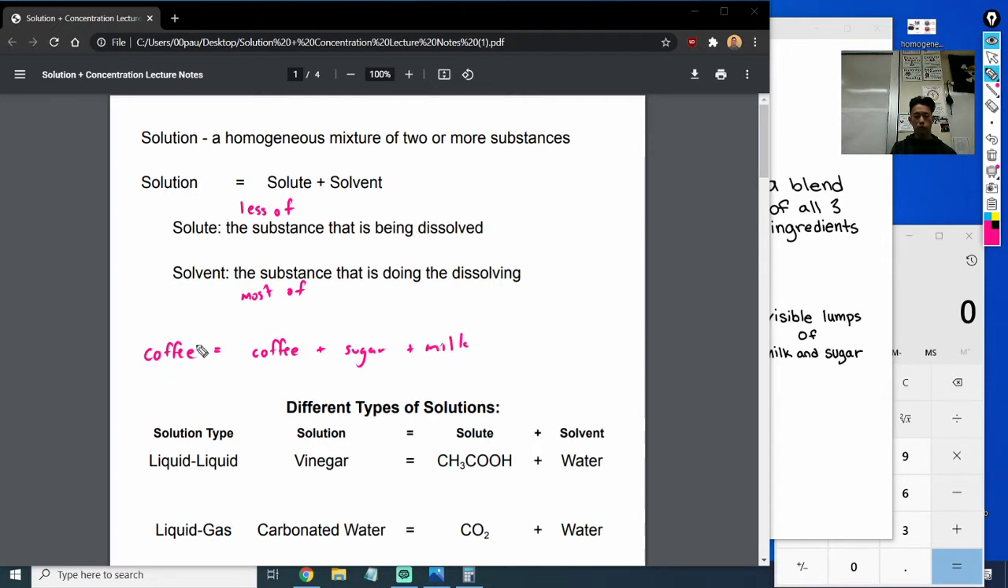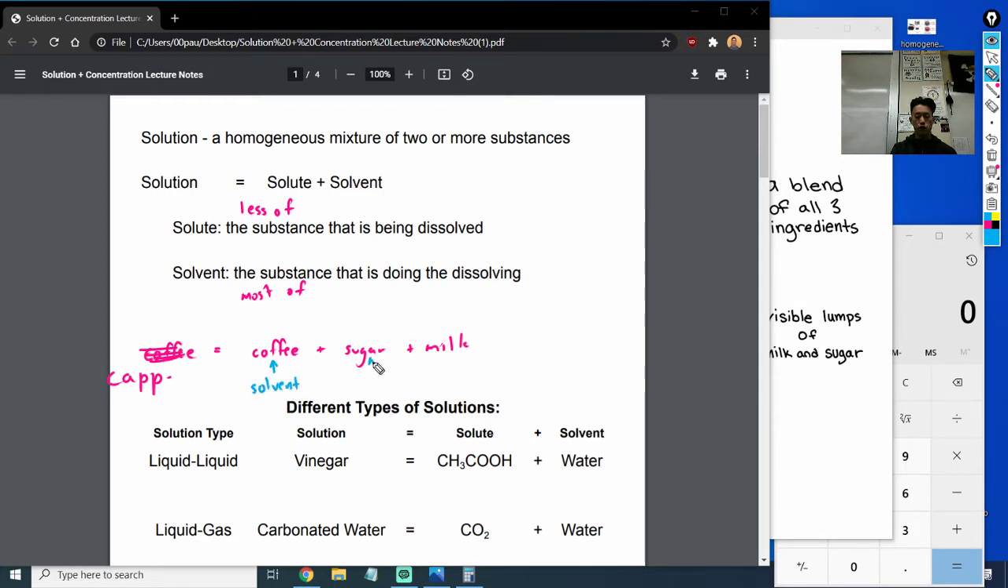I guess let's be a little more specific. Instead of coffee, we'll put a cappuccino. Okay, I'll just write cap. So a cappuccino is made out of coffee, sugar, and milk. Now, what do you have most of? You mostly have coffee, right? Most of the cappuccino is made out of coffee. So the coffee would be the solvent.